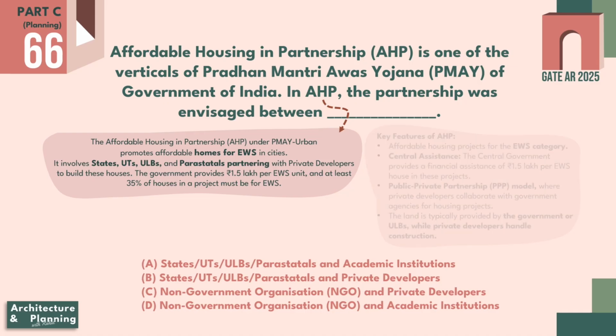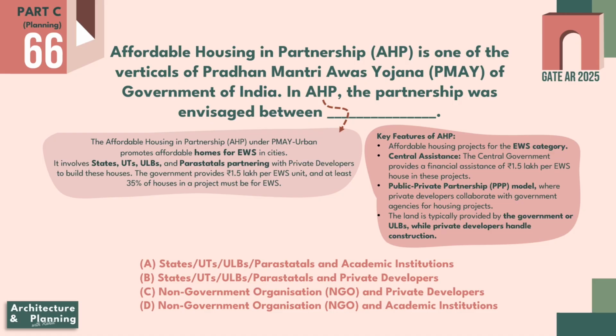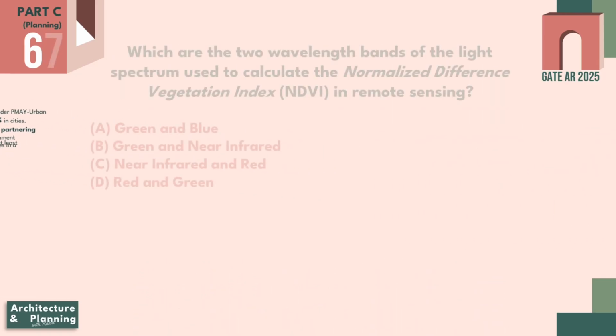Some of the key features of this affordable housing in partnership scheme are that it is for EWS category and central government will provide financial assistance. The scheme is based on public-private partnership, that is PPP model. Therefore, the correct answer of this question is option B. Let's move to the next question.